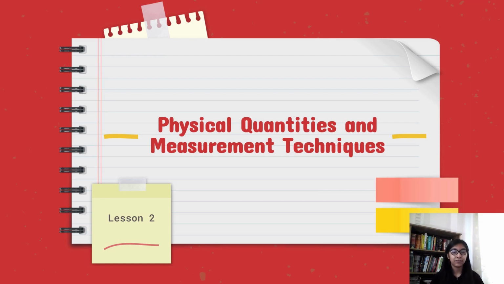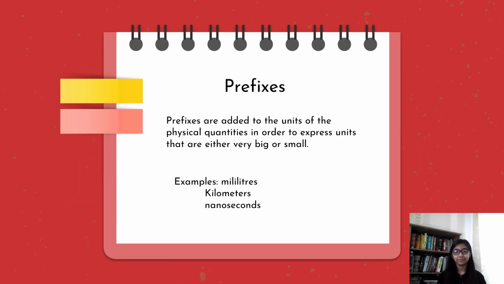In our last lesson, we've learned that physical quantities are the quantities that we measure and that they can be categorized as scalar quantities and vector quantities. In today's lesson, we are going to learn about what prefixes are and how to convert values into the standard form, and also how to add vector quantities to get a resultant value. So without further ado, let's begin.